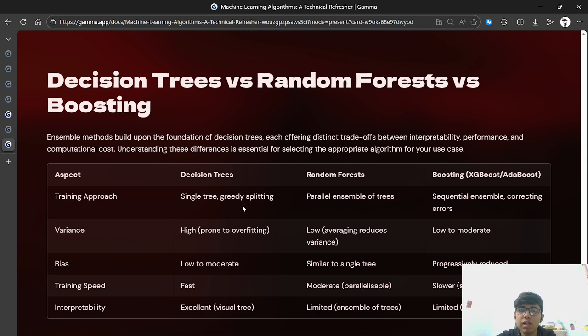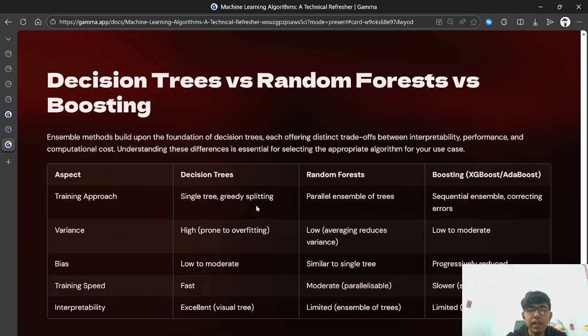Boosting takes a different strategy. Rather than building decision trees independently, it builds them sequentially. Each new tree tries to correct the mistakes of the previous ones. This produces extremely strong predictive performance and is widely used in competitions. Yet it is sensitive to outliers and may require careful tuning.